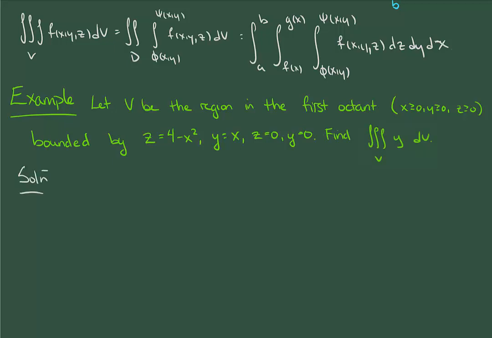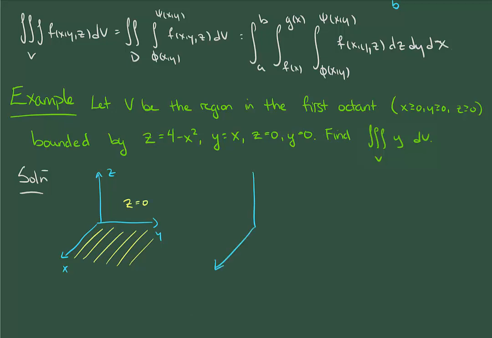Well, we've got to figure out what this thing looks like, so let's draw a couple of them. I think z equals 0 is probably the easiest one to draw. That's just the xy plane. The exact same sort of reasoning is going to hold for y equals 0. That's the xz plane.